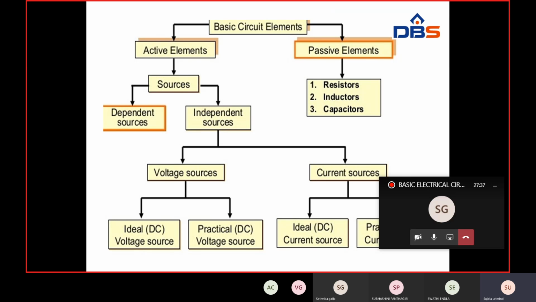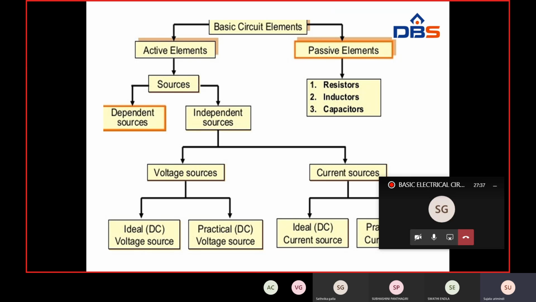Under the passive elements, which receive the power, there are the resistor, inductor, and capacitor. What is a resistor? It opposes the flow of current. The unit of resistance is the ohm, the symbol we use is R, and it dissipates energy in the form of heat. It does not store any energy.